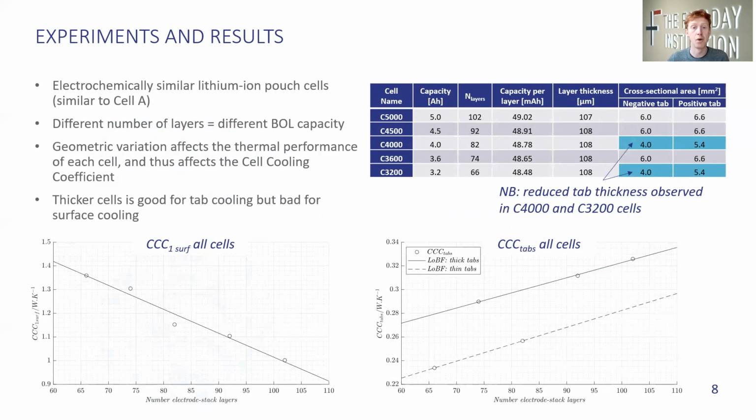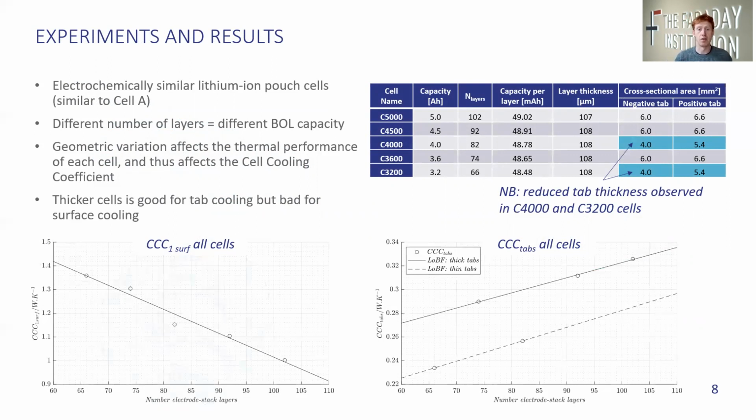We also discovered that 2 of the cell models, the C3200 and the C4000, the 3.2 amp hour and the 4 amp hour cell respectively, had thinner tabs. This was a bonus, giving us another geometric variable which we could look at, and there's a little bit more on that later on.